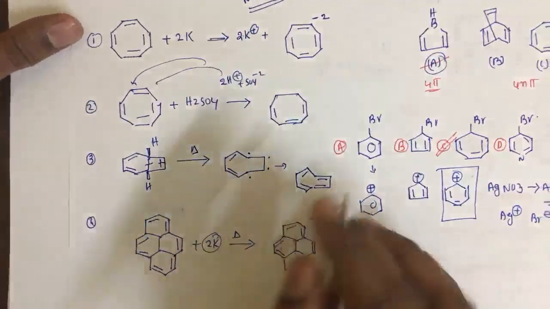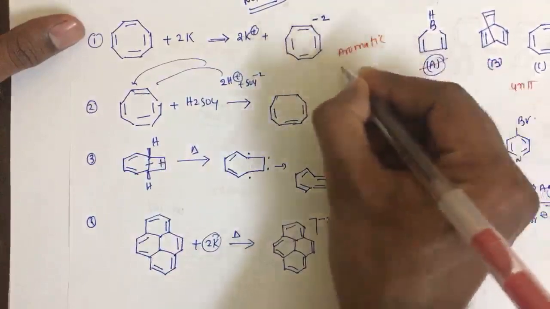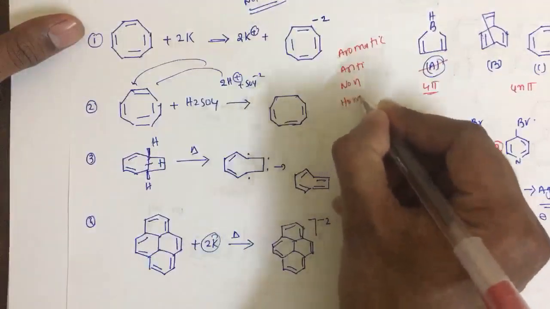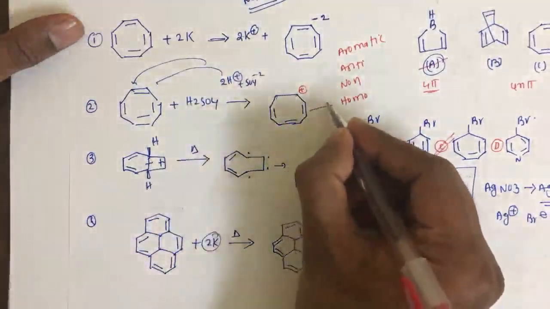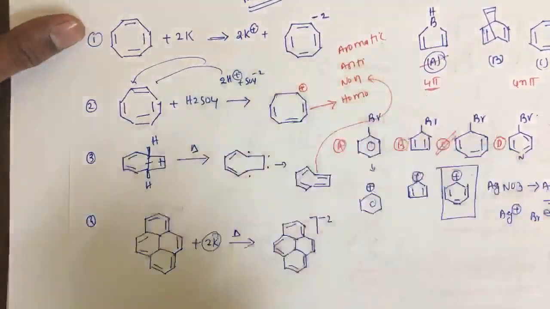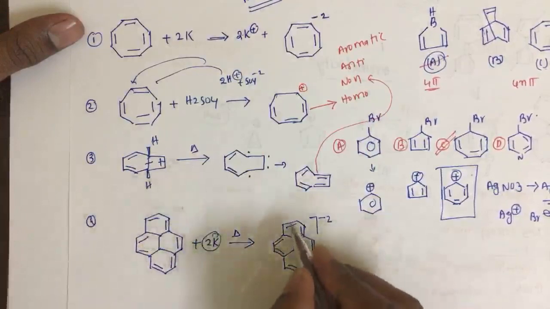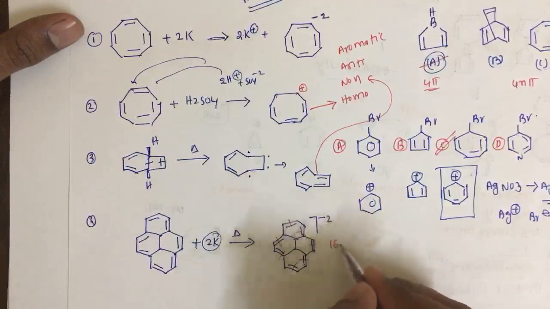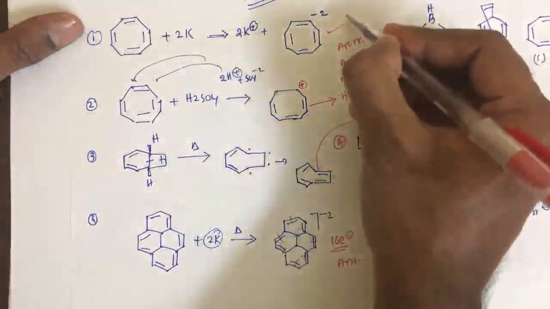Now we'll see in the options we have four options: aromatic, anti-aromatic, non-aromatic, homoaromatic. Okay, so this will come under homoaromatic, and this will come under non-aromatic because it's not planar. And if you see this one, count the number of pi electrons: 1 2 3 4 5 6 7, 14 plus 2, 16. 16 electrons means this is anti-aromatic, and this one will be aromatic.